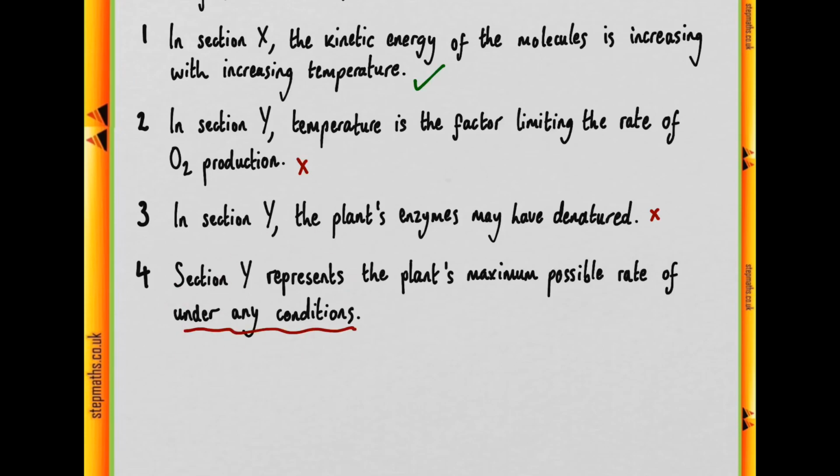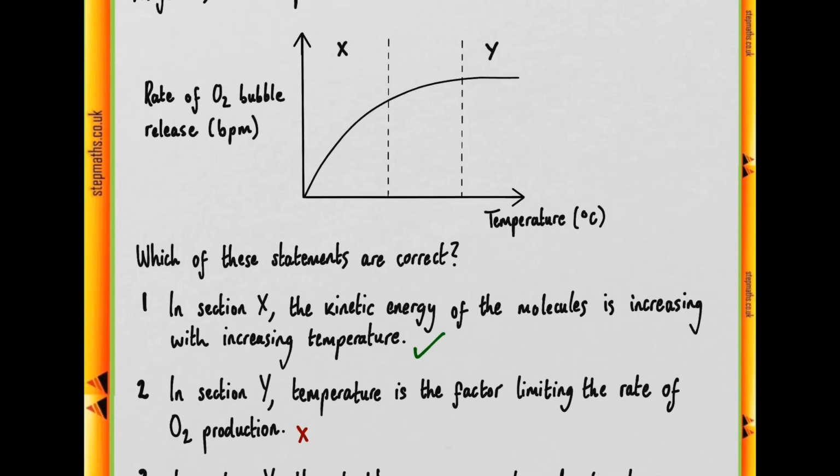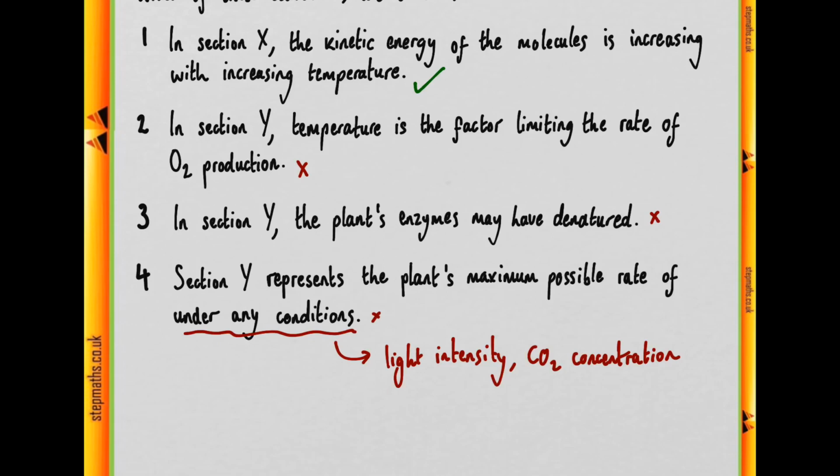We're not told about all the conditions that could affect the rate of bubble production, i.e. the rate of photosynthesis. Because of course there are other factors like the intensity of light, because photosynthesis is a light-dependent reaction, and the concentration of CO2, which is another one of the reactants. If these were higher, perhaps we would end up with a higher level for our rate. So we could say that this is wrong because we're not told about all the conditions that may affect photosynthesis. So our answer is that only statement 1 is correct, and our answer is option A.